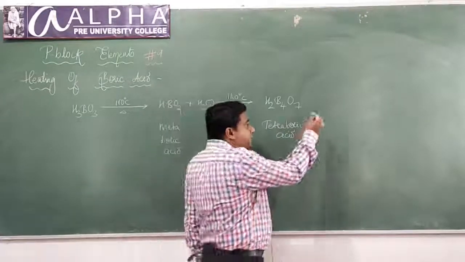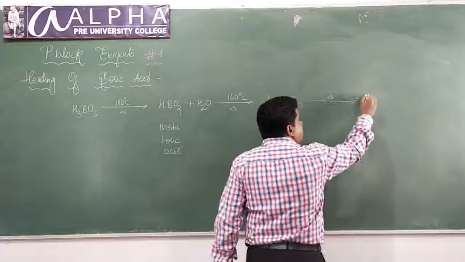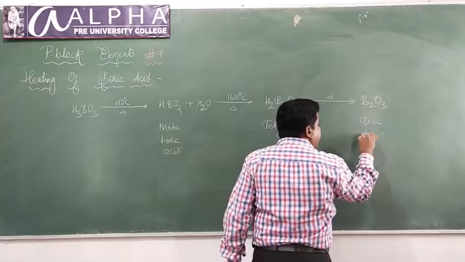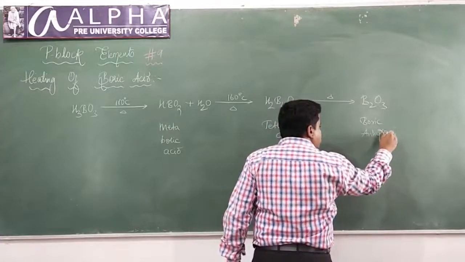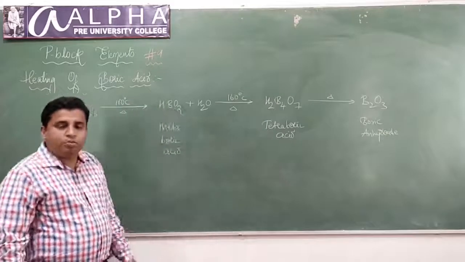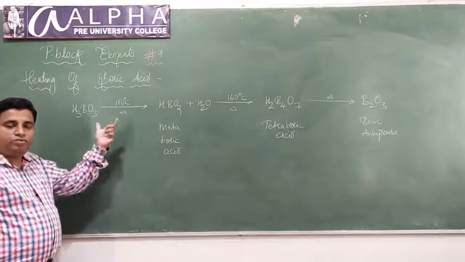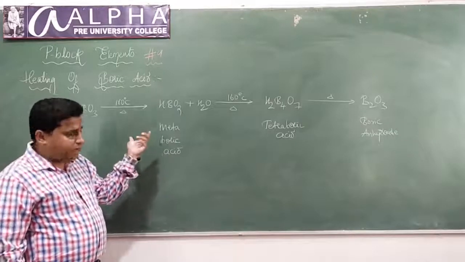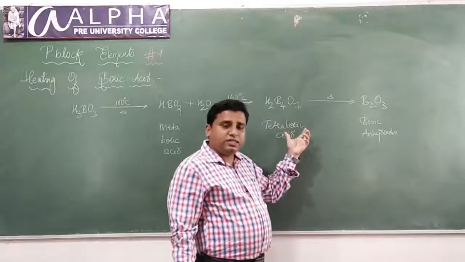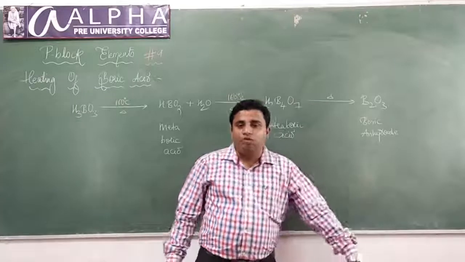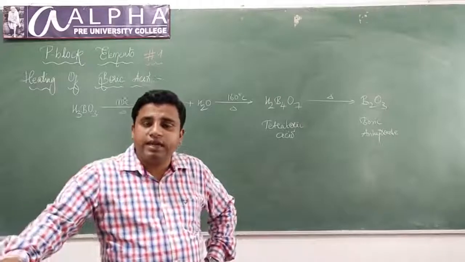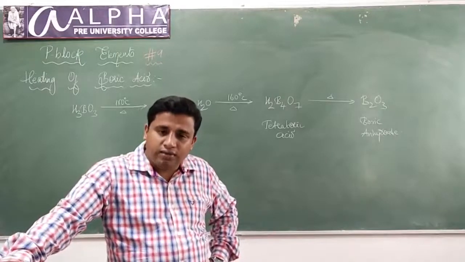When tetraboric acid is heated, it will form B2O3. What is B2O3? This is called boric anhydride. Understood? So come again. Boric acid, when it is heated, will form metaboric acid. When metaboric acid is heated with water, it will form tetraboric acid. When tetraboric acid is further heated, it will form boric anhydride. So please remember the heating of boric acid. Are we clear? Yes.